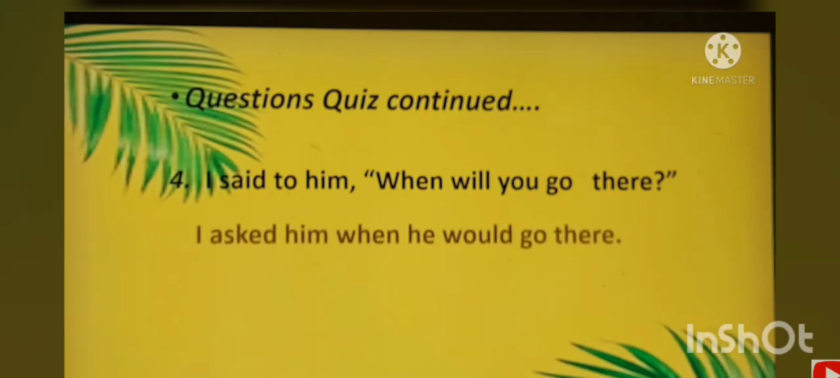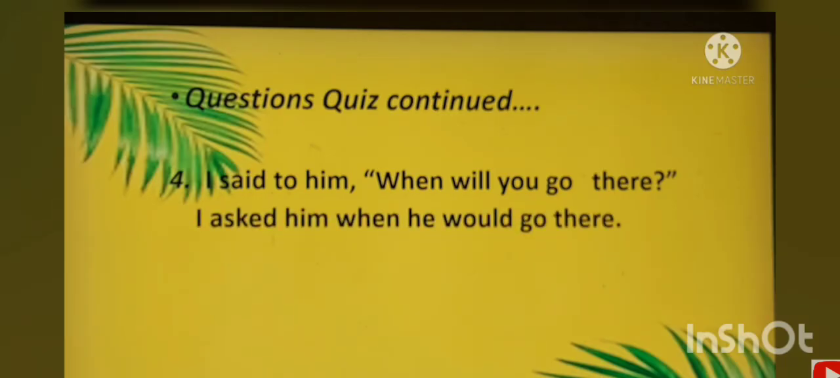Question number 4. I said to him, when will you go there? Write your answer. So what did you write? Is it this? I asked him when he would go there. Now you see, you cannot say, when will you go there? Yes, no. It would sound funny, right? So you can't use here if or whether. You have to change looking at the verbs carefully. When will you go? When he would go. Take note, children.